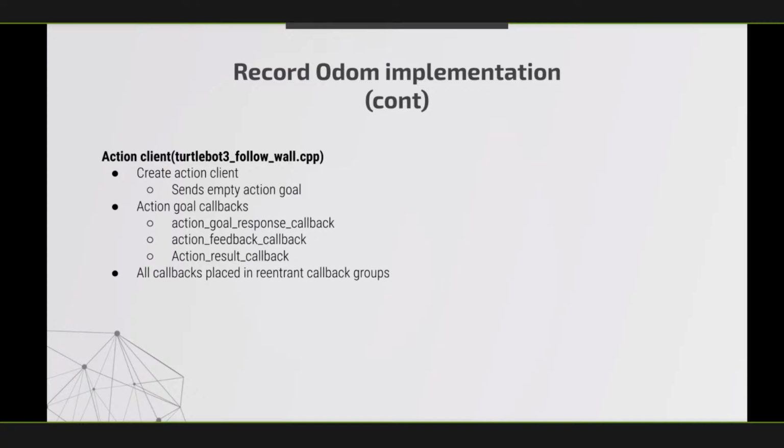So the action client is implemented in the follow all C++ code. It basically just creates an action client using the same node and sends an empty action goal. And in here, the action goal callbacks are also implemented. So the goal response, the feedback, and the result. And these get hit at each different stage when the action is executing.